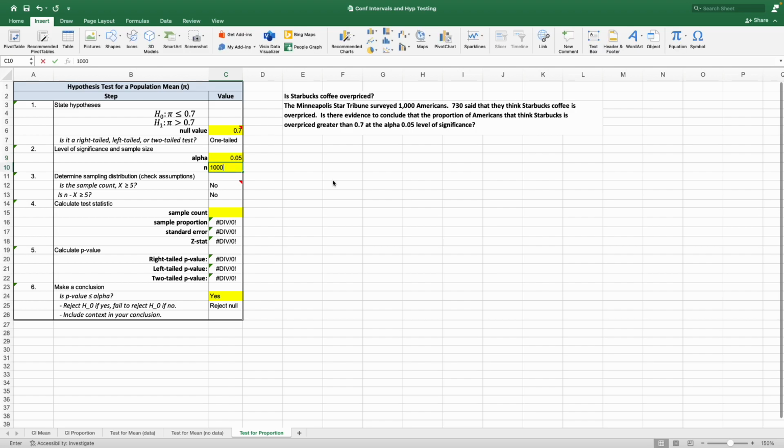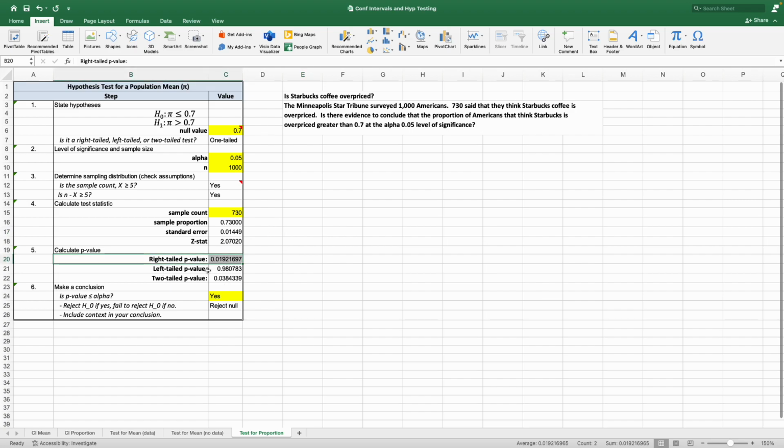N is 1,000. Sample count, so the number who think it's overpriced, so we have 730. So we can see our proportion here is in fact 0.73. And you can check these numbers with our lecture notes. You know, the z-stat is a little off, and that's just due to rounding compared to what we did by hand. And then we need to pick the correct p-value.